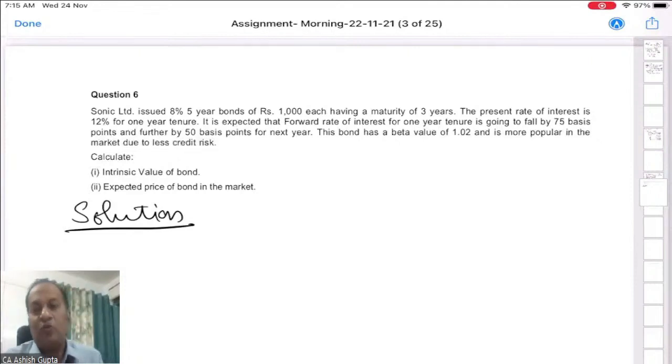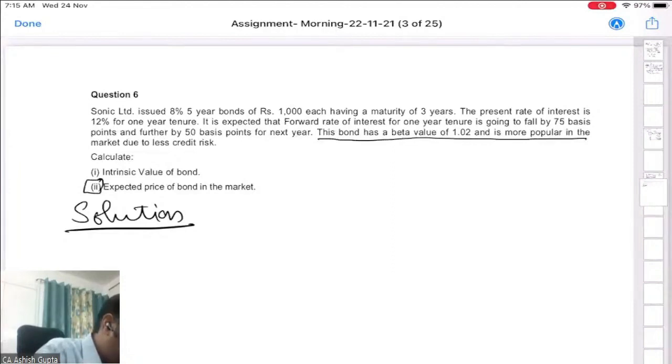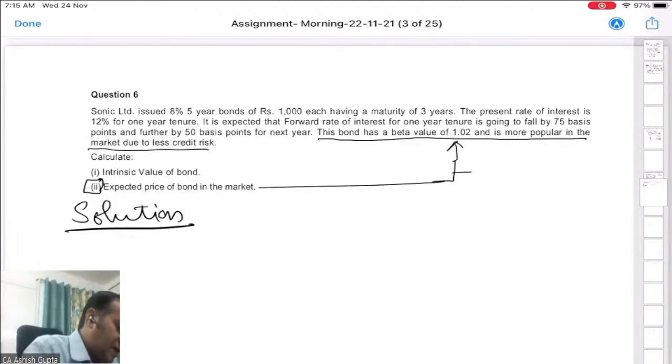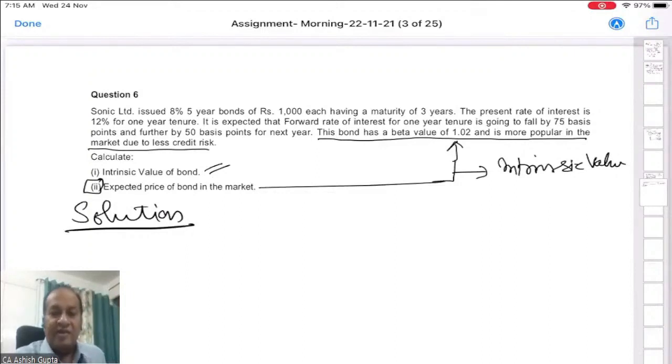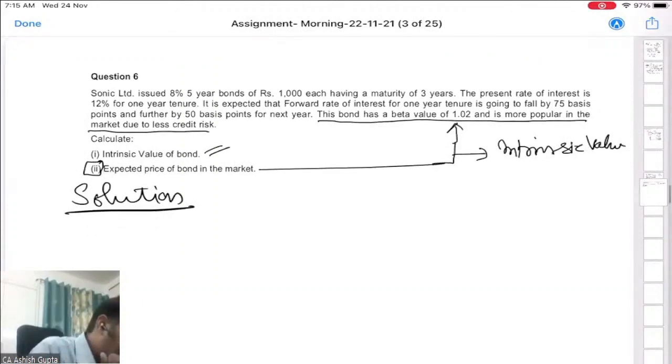So this question contains 2 parts. One part relates to the expected price. But to calculate the market price, we need to calculate the intrinsic value. So first we shall compute the intrinsic value of the bond. Intrinsic means the straight value or the fundamental value. Okay, students, now let us see.